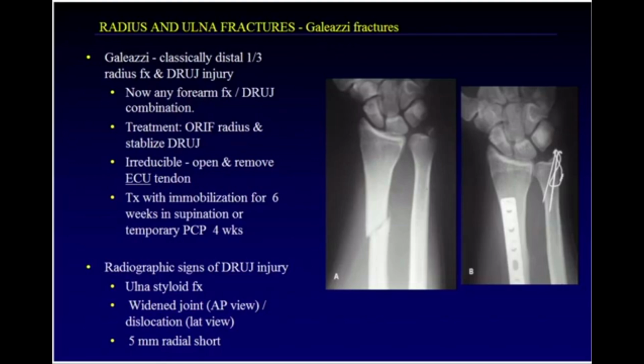This is abnormal widening of the DRUJ here. On the lateral view, of course, you're going to look for dorsal dislocation or dorsal displacement of the ulna relative to the radius. And you also want to look for radial shortening, which you also see evidence of here. This is a classic Galeazzi equivalent, if you will, and this is treated with ORIF, plate fixation of the radial shaft, and stabilization of the ulnar styloid fracture.